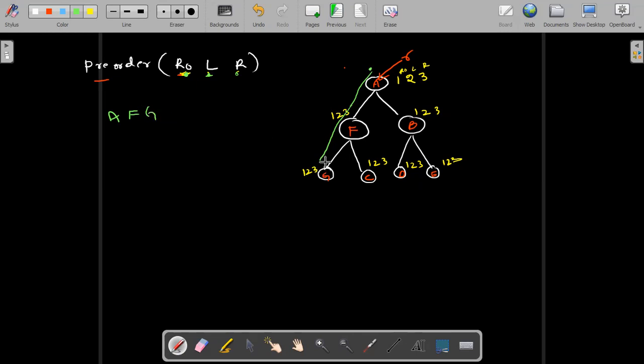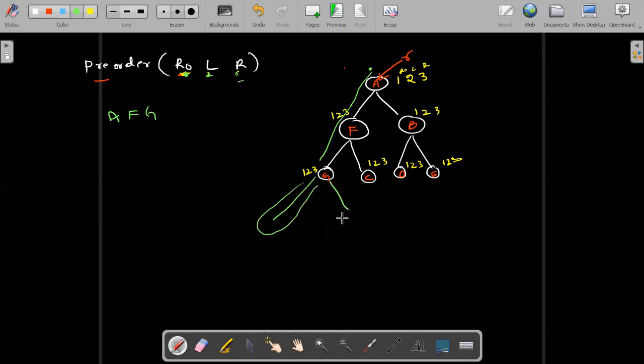Again, go to the left. Please, again, go to the left. No node is there. Yes or not? No node is there. What to do? It says go to the right. So I will come back here and go to the right side. Is any node there on the right side? No, no node is there.